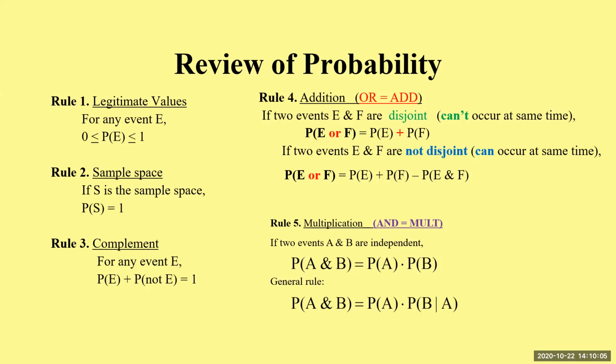The key thing here: probability of "or" equals add, except if it's overlapping, subtract the overlap. Probability of "and" equals multiply.